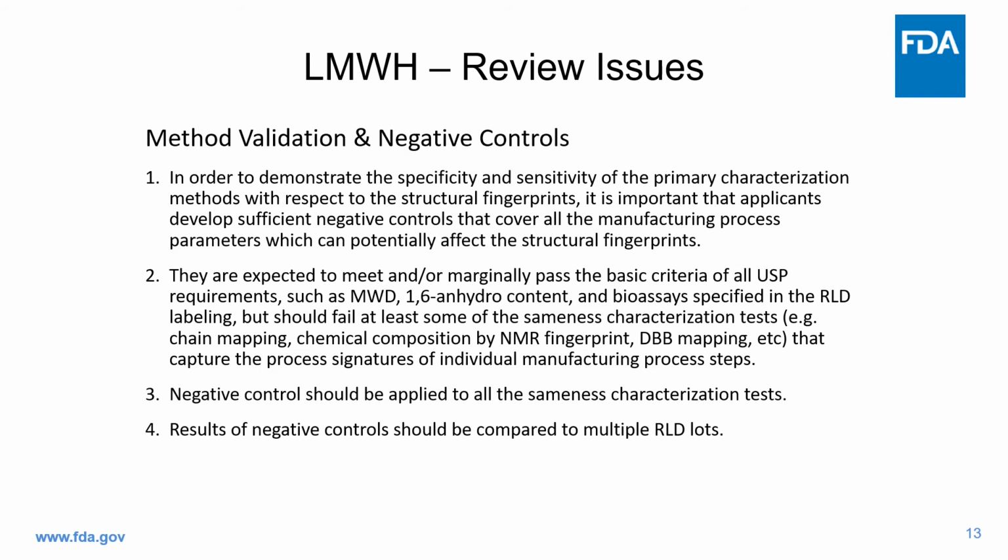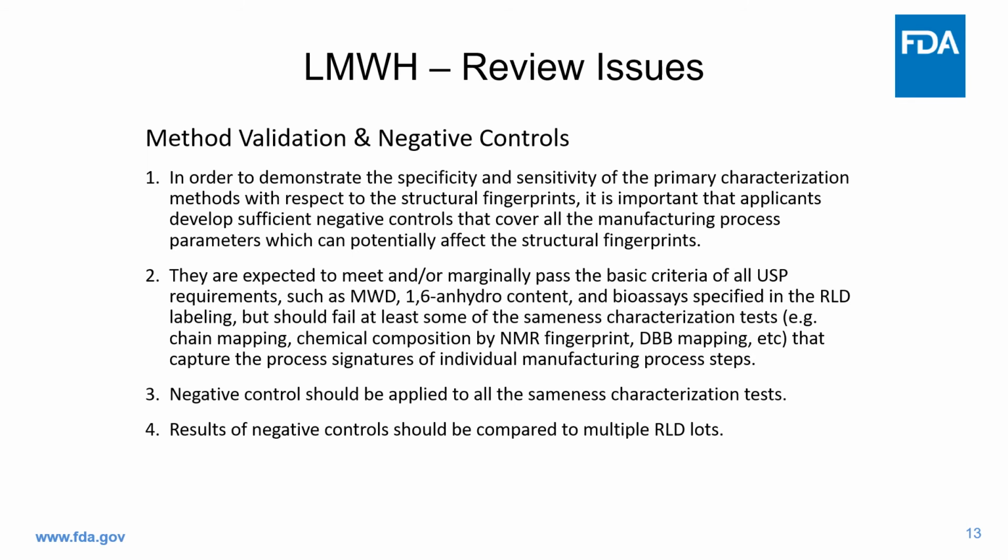The negative controls are expected to meet or marginally pass the basic criteria of all the USP requirements. For example, the molecular weight distribution, the 1,6 anhydro content, and the bile acid specified in the RLD labeling.